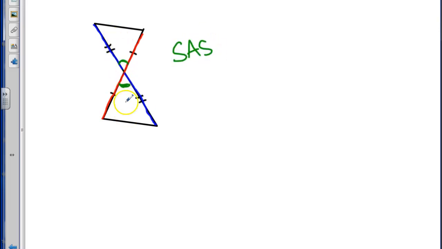The top triangle is congruent to the bottom triangle. Now, here's what that gives me. Because I know that, that means corresponding parts of congruent triangles are congruent. So I know these two sides are congruent to each other, and I also know that the angles are congruent to each other. This angle goes with this one, and this angle is with this guy right here.